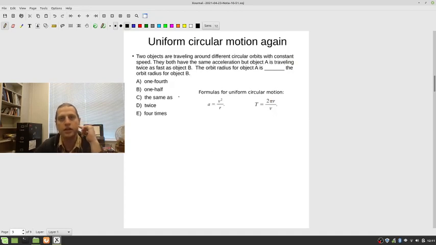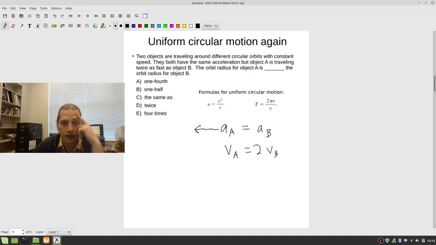So here's another question. It says two objects are traveling around different circular orbits with constant speed. They both have the same acceleration. Okay, so let's call them object A and object B. So the acceleration of object A equals the acceleration of object B. They both have the same acceleration, but object A is traveling twice as fast as object B. Okay, so vA equals 2 times vB. The orbit radius for object A is what times the orbit radius for object B?